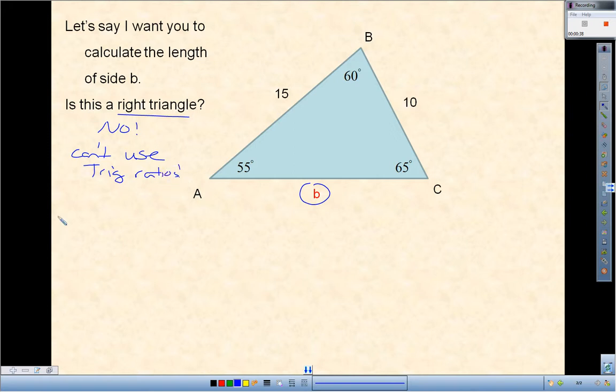I can't use sine as opposite over hypotenuse because I don't know what the hypotenuse is. The hypotenuse is always across from the right 90-degree angle. There is no 90-degree angle here. So we have to come up with a new formula to use when you're working with non-right triangles.